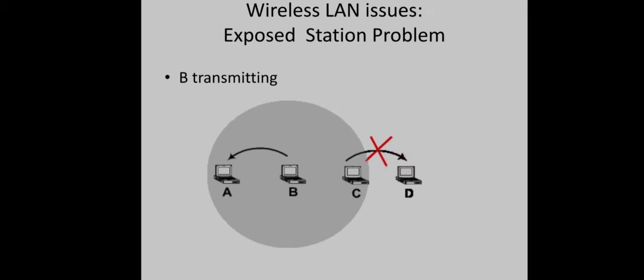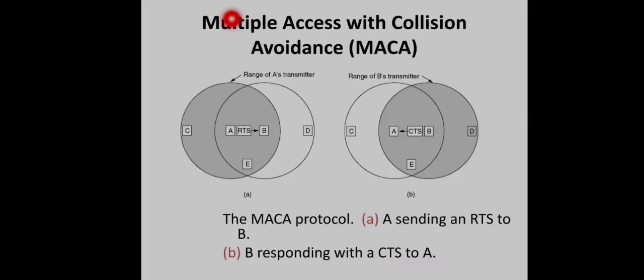But C will falsely conclude that it may not be able to send. Actually, such a bad reception will happen only between B and C. Such an issue is called the exposed station problem. Now let us see some protocols which address these issues in wireless networks.